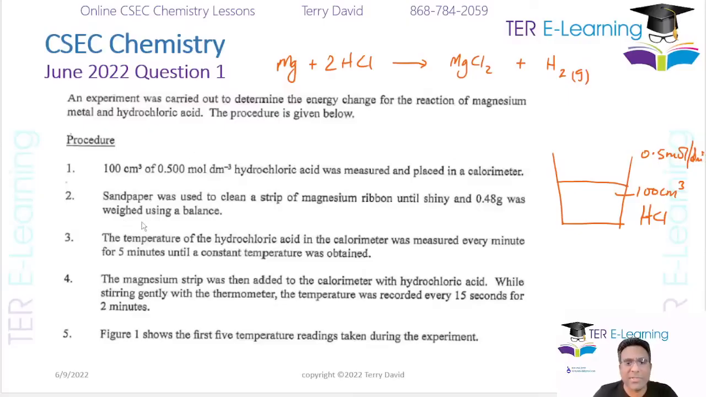What are we going to do now? Sandpaper was used to clean a strip of magnesium ribbon until shiny, and 0.48 grams was weighed using a balance. So basically, we are putting a piece of magnesium inside of this here, right? So we put in magnesium solid inside of this thing here. The temperature of the hydrochloric acid in the calorimeter was measured every minute for 5 minutes. So inside this styrofoam cup, you have a thermometer. So you're recording the temperature every minute for 5 minutes. The magnesium strip was then added.